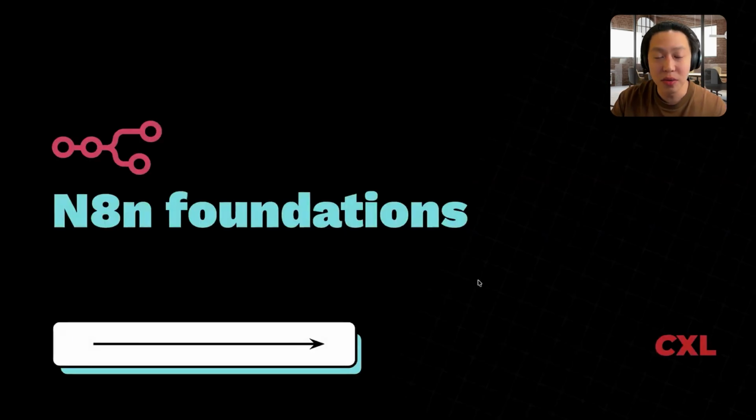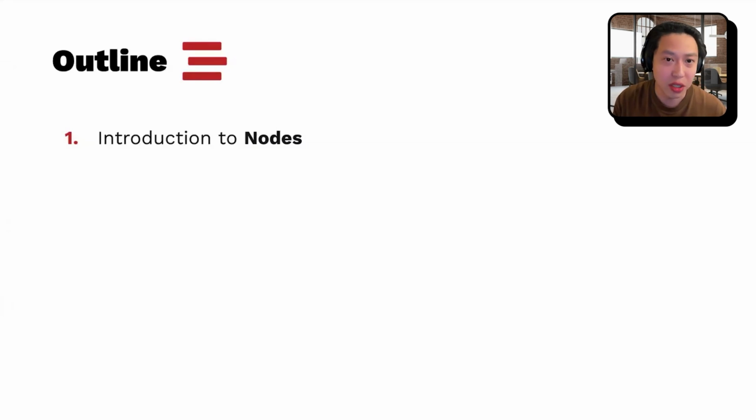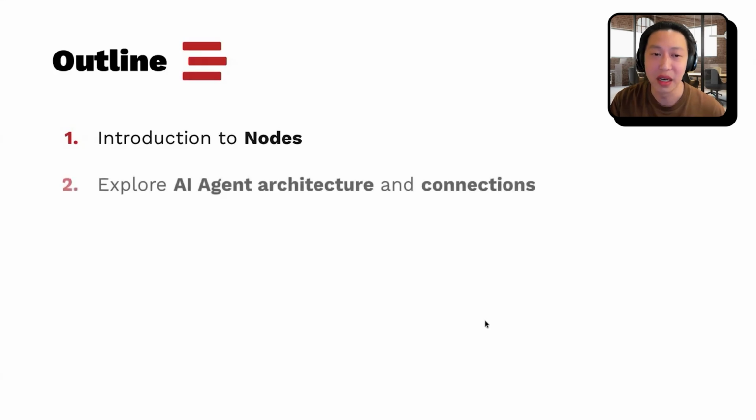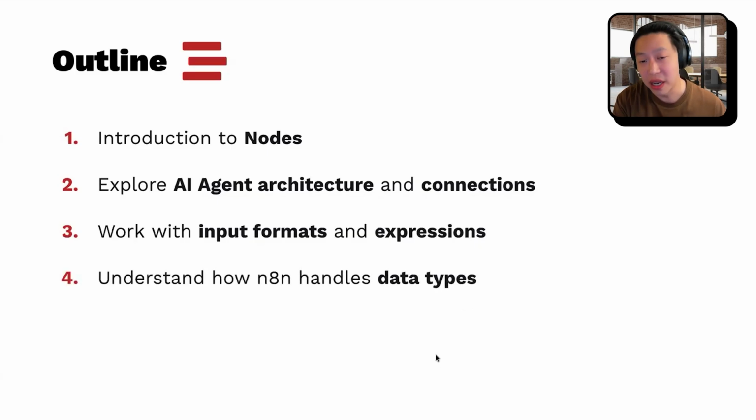All right, so diving into the foundations and the theoretical side, the important concepts that we're going to cover today. Again, I'm going to try to keep this as brief and concise as possible, on a need-to-know basis. We're going to do a quick introduction to nodes, the types of nodes that there are in n8n. We're also going to explore some AI agent architecture, what it all means, and how you connect to an AI agent on n8n. Then, what are the input formats? What is the input? What is the output? What are expressions? What is the fixed format? And then also understand how n8n handles data types.